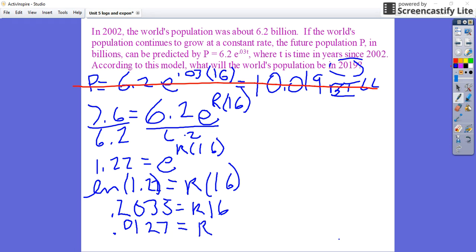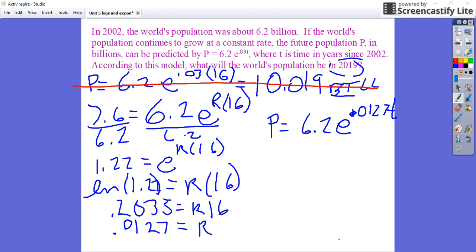Now, if you didn't get the exact same value using your calculator, that's fine. It's probably a little bit of round off error. I didn't use 1.22. I used the entire decimal. So just keep that in mind when you're trying to solve these things. So now I get the new value of R. So my correct model is actually P equals 6.2 e to the 0.0127 t. That's my correct model.